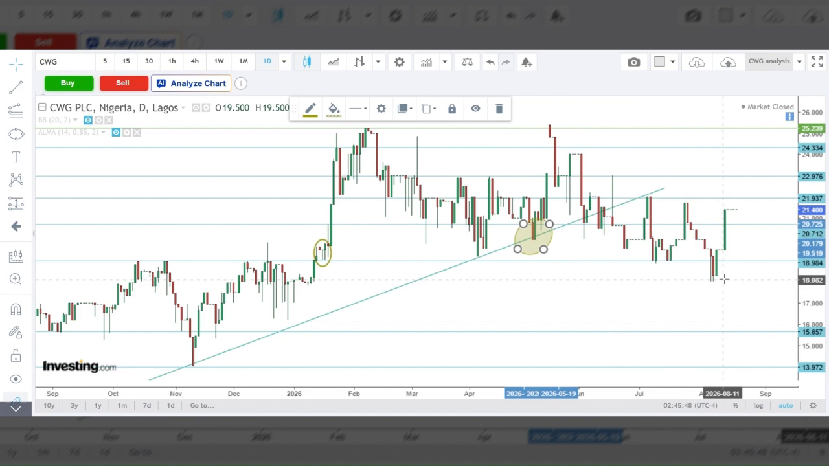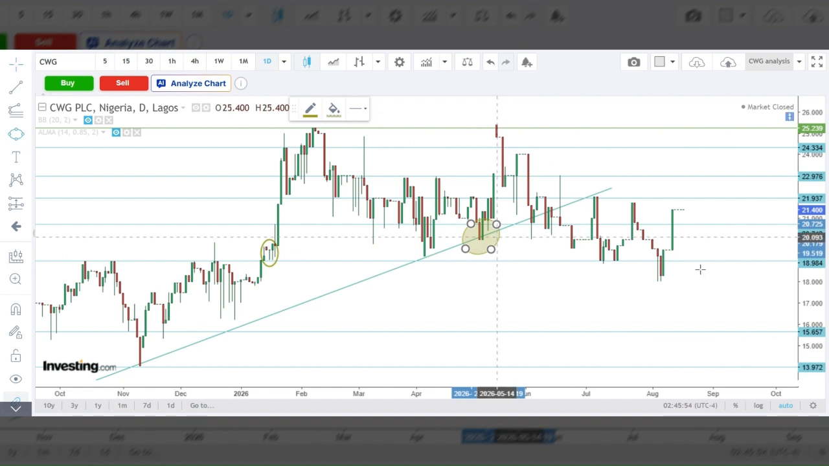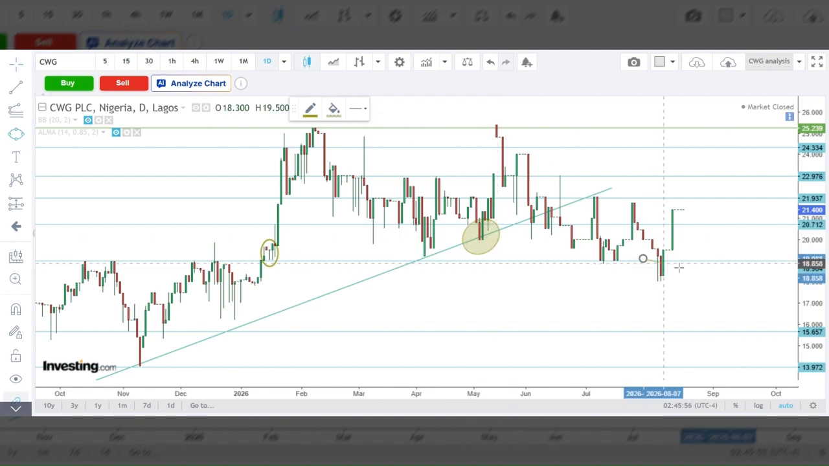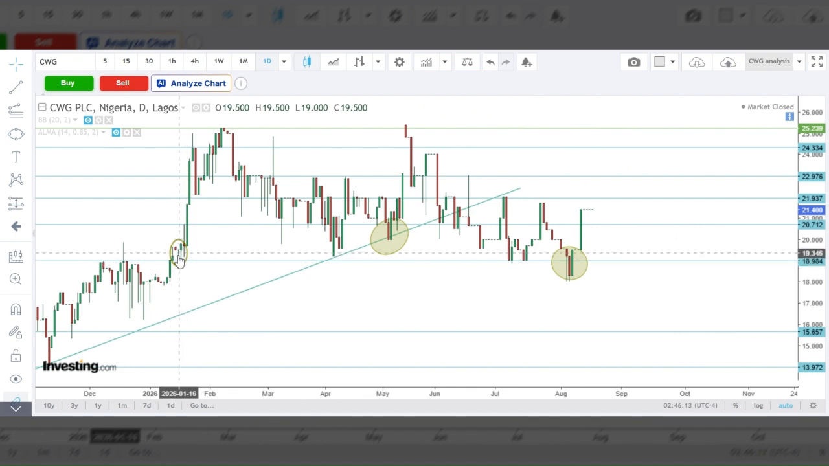Now this is a good one here. This is the final candlestick pattern for CWG, and you can see that it aligns with our former candlestick pattern that happened here, which was the evening star. So it led to a bullish trend, making this support level.